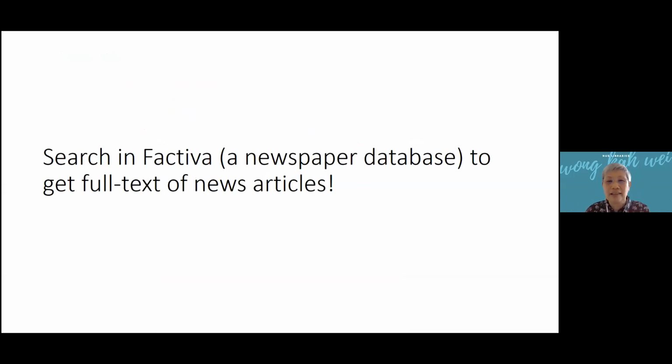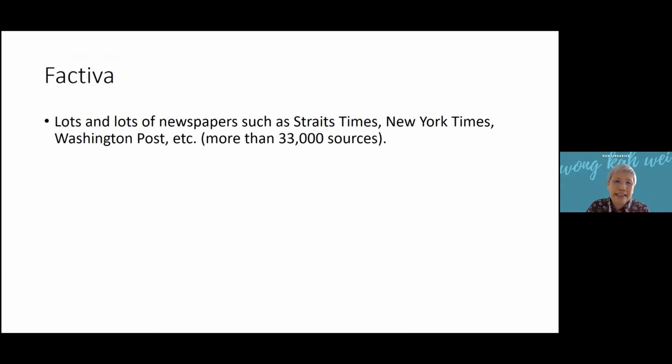Factiva is basically a newspaper database and it's full of articles and these articles are full text. Basically, Factiva has more than 33,000 news sources, which include Straits Times, New York Times, Washington Post, etc. It is also updated daily at 4 p.m. So you are really getting the latest news, as they update it daily.